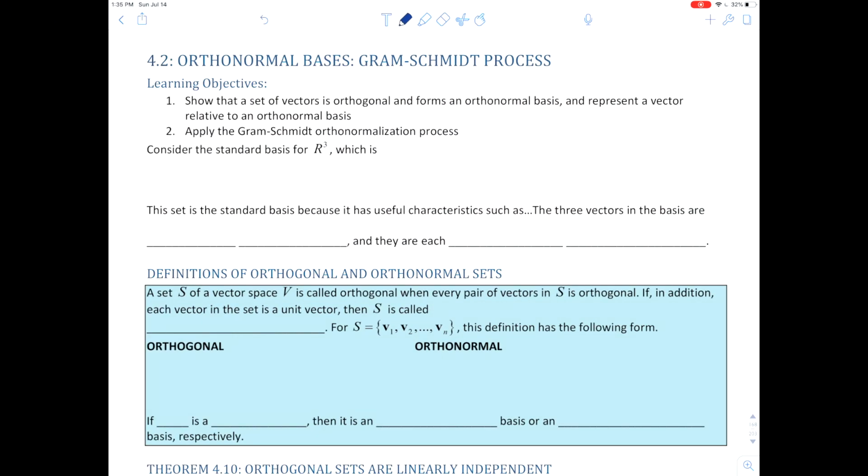Hey there, it's Shannon Matchick-Myers, and today we'll be checking out orthonormal bases and the Gram-Schmidt process, which enables us to make a base that is not orthonormal, orthonormal. So let's check it out.